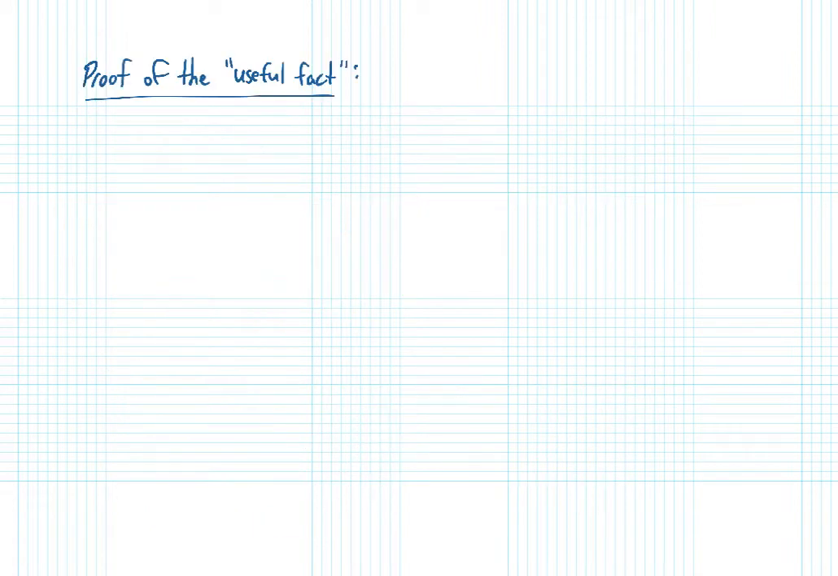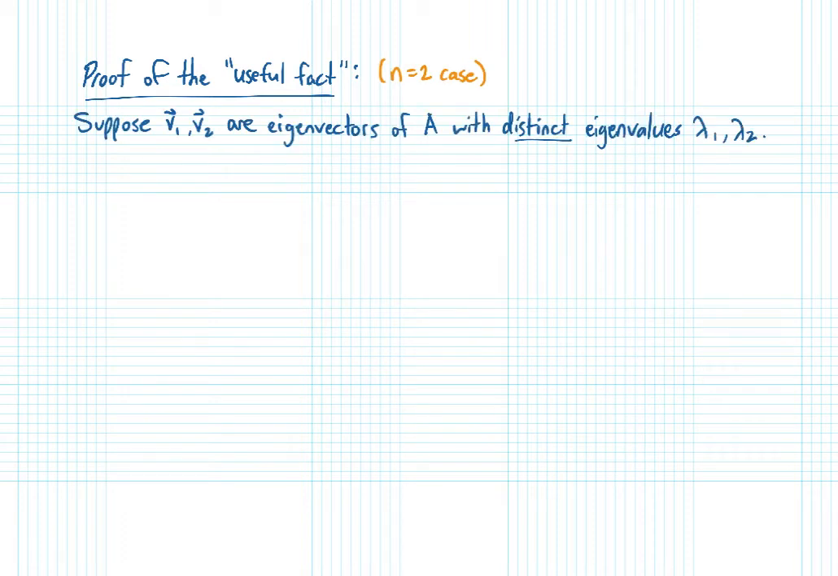All right, so let me show you a proof of this useful fact. It involves a little bit of a trick, but it's a good trick for you to see. And I'll do it just in the n equals 2 case, but this case already contains the key step. The general proof is an induction proof, and this case already contains that key step that you would use to make the induction. Okay, so let's suppose that v1 and v2 are eigenvectors of A with distinct eigenvalues lambda 1, lambda 2.